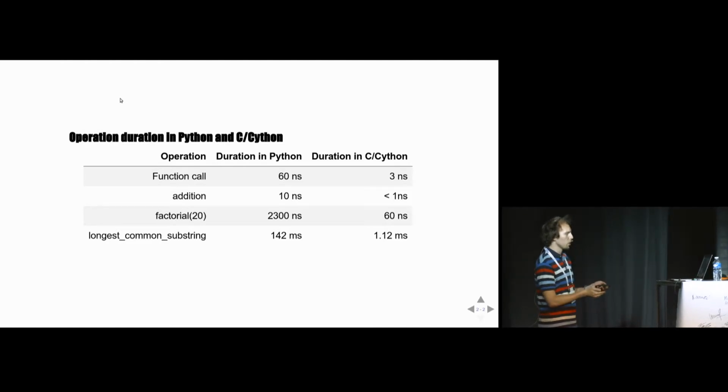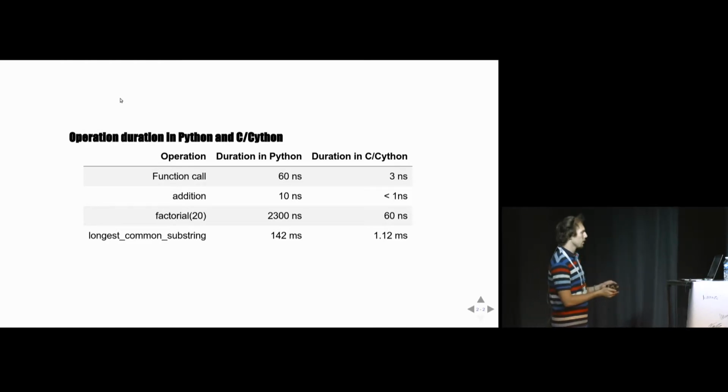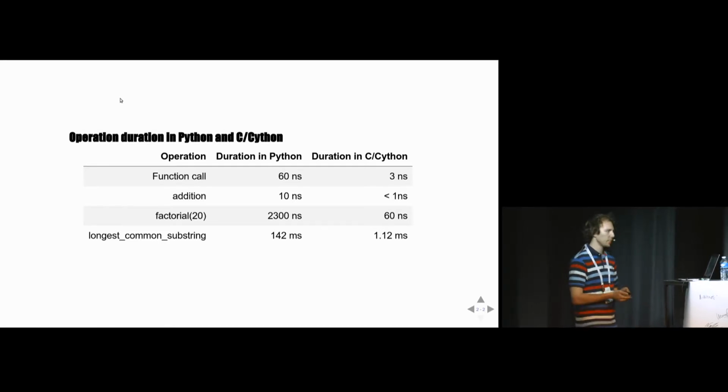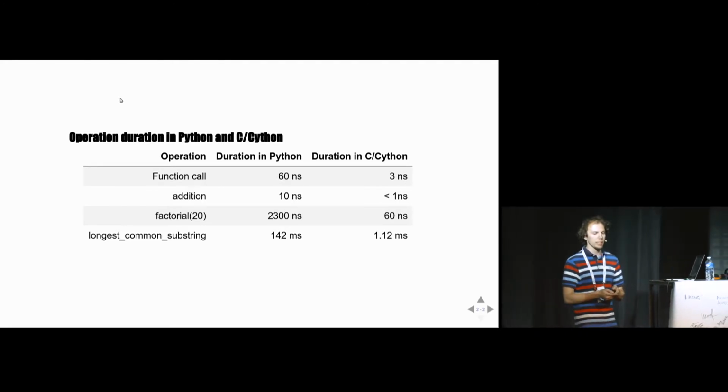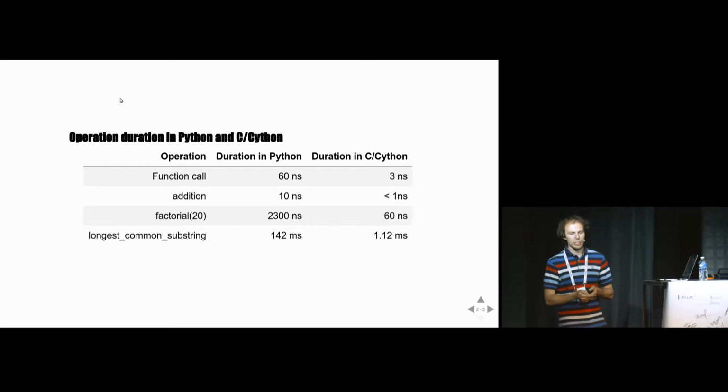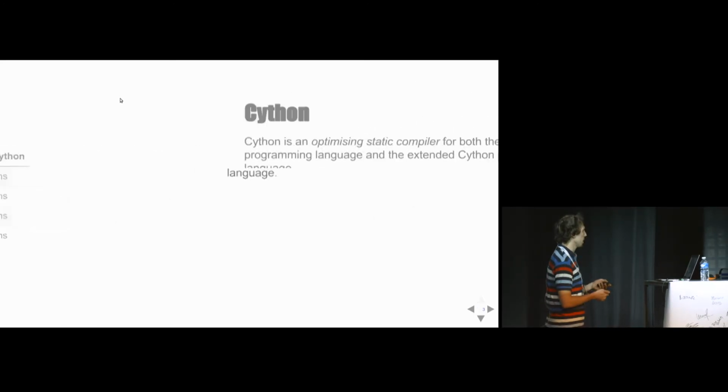Addition and arithmetic operations are also slower in Python. This factorial function is 30 times faster in C, and some string algorithm example that I will show later is like 120 times faster in C or Cython compared to Python.